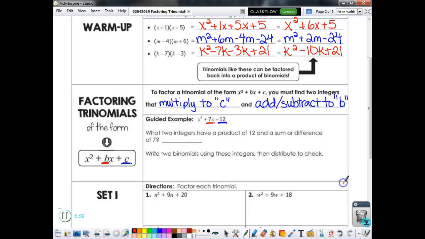There's two specific numbers that I can multiply together and they give me 12, right? When I multiply them, they give me 12. But then when I add them, I get 7, okay? So that's two conditions they have to satisfy, okay?